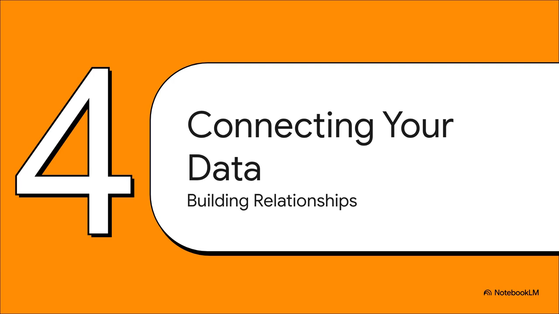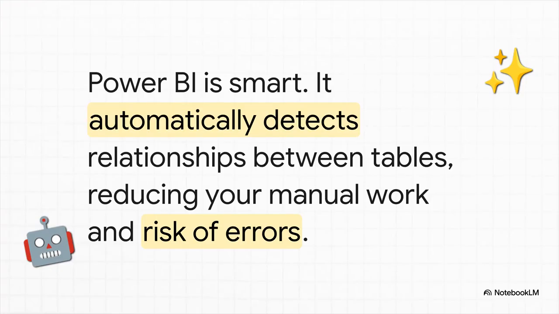That warning about breaking relationships really just shows how crucial they are. This is where we build the blueprint for our model. It's how we turn a bunch of separate, clean tables into one single, cohesive unit. The good news is Power BI is actually pretty clever about this. When you import your data, it scans everything. And if it finds two columns in different tables with similar names, like product ID in a sales table and product ID in a products table, boom, it'll create that relationship for you automatically. Saves you a ton of work.